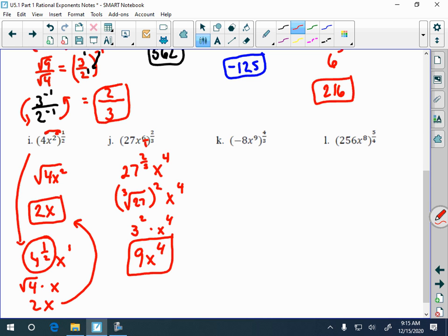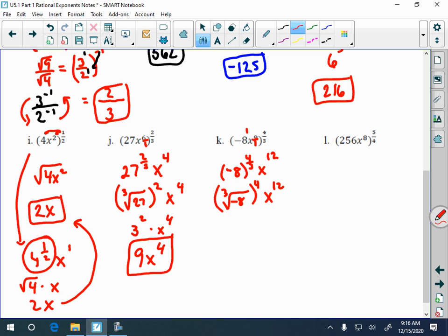All right, K, negative 8x to the 9, all to the 4/3. So again, I'll just bring it inside and multiply the exponents. Negative 8 to the 4/3, x to the, okay, that's 9 over 1 times 4/3. If you multiply across, that's 36 over 3, which is 12. I'll convert this to a radical, the cube root of negative 8 to the 4th, x to the 12.